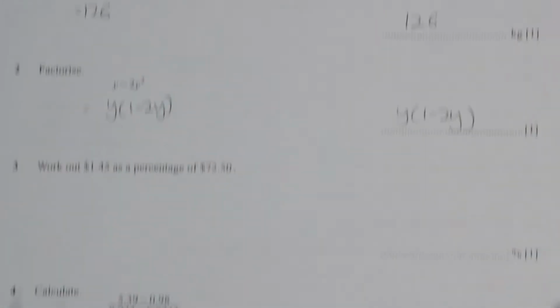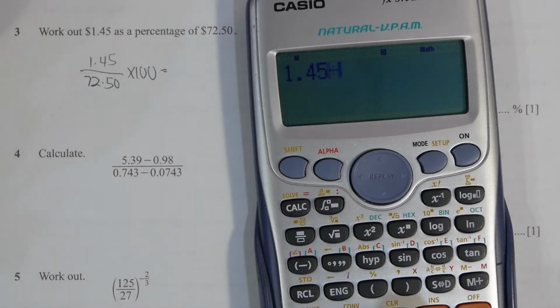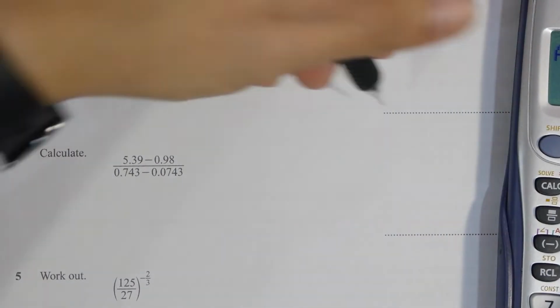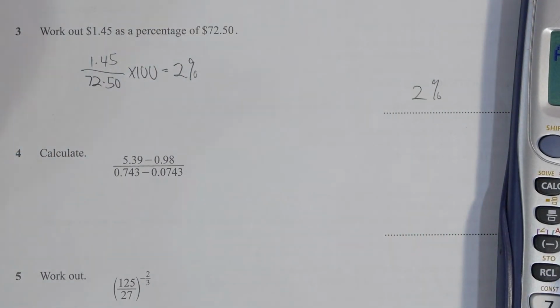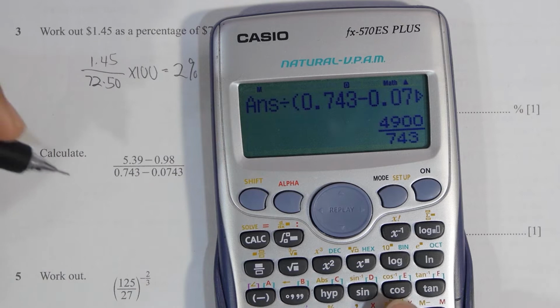Question 3, work out the percentage. So simply take 1.45 divided by 72.5, multiply it by 100, then you get 2%. Whereby for question 4, simply run the calculation through your calculator, then you get 6.59 as the final result.